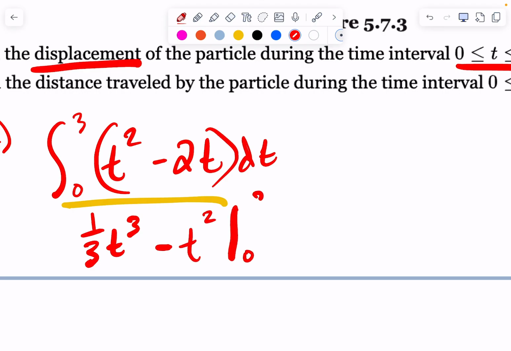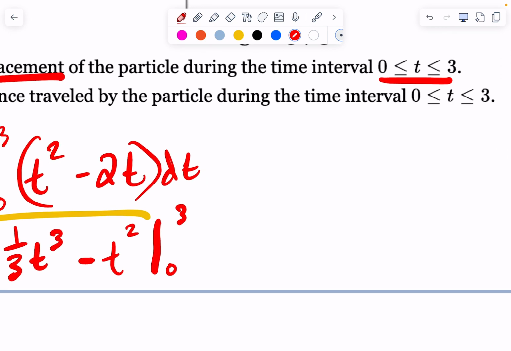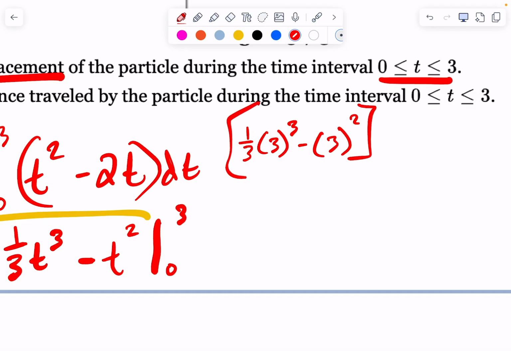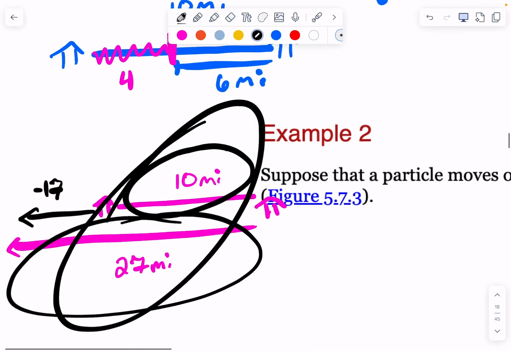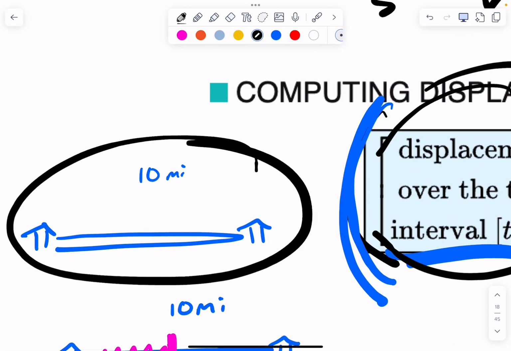And we're going from 0 to 3, so I'm going to plug 3 in first. 1/3 times 3 cubed minus 3 squared. And then when I plug in 0, it is 0. Interesting. So my displacement, 3 cubed is 27, 1/3 of 27 is 9, minus 9 is 0. So my displacement is 0. So we've got something like this thing happening, right? Make sense? Like that's basically what's happening.